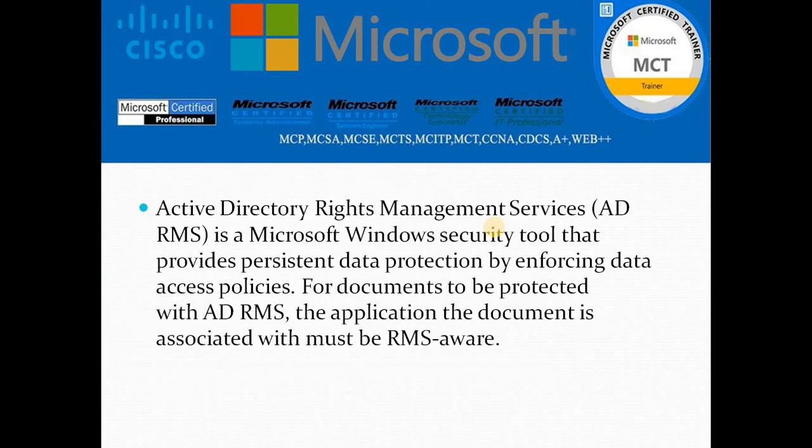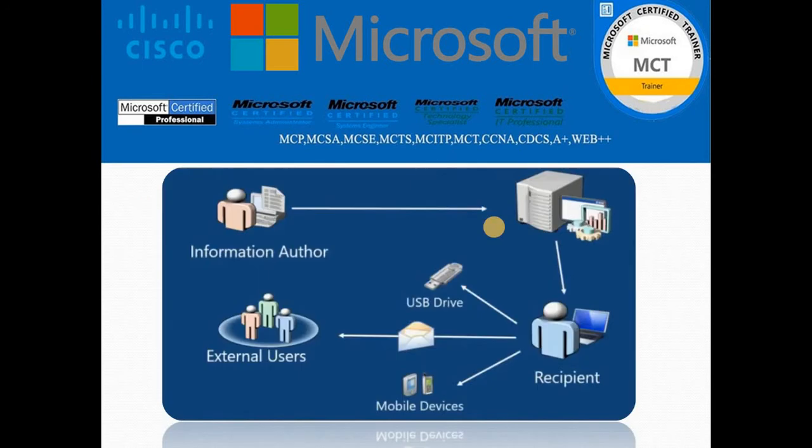First, what you need to understand is that this is a kind of security tool that has come from Microsoft in the form of ADRMS. This Microsoft Windows security tool is used to provide protection to your documents and your data via access policies. That means whenever you share any kind of resources over the network, they are going to deploy access policies for that particular document, which I'm going to explain in detail. Don't worry about that. But obviously that document should be RMS aware. Now let's understand the need. Why do I need to have this ADRMS?